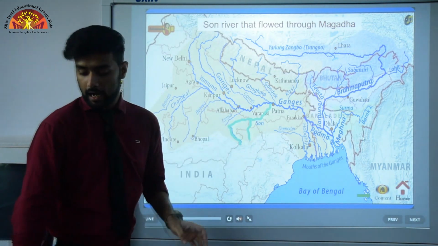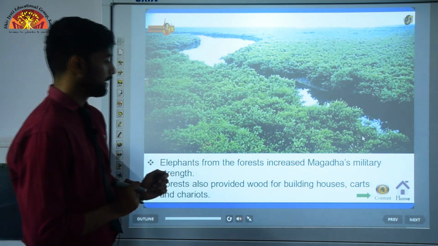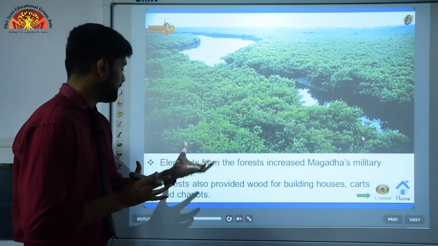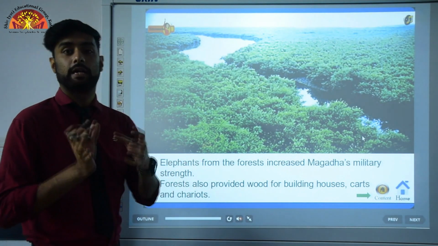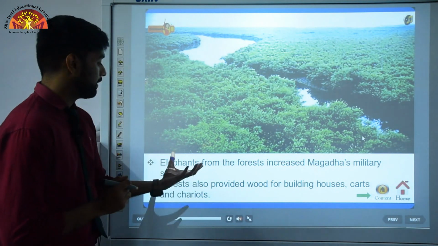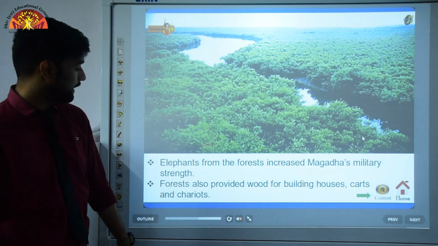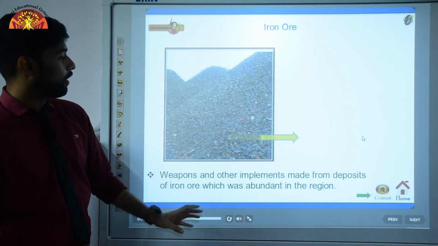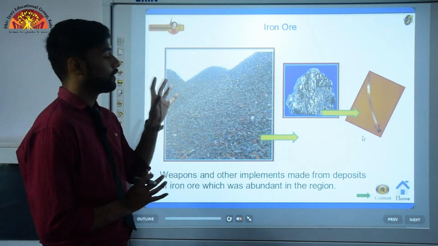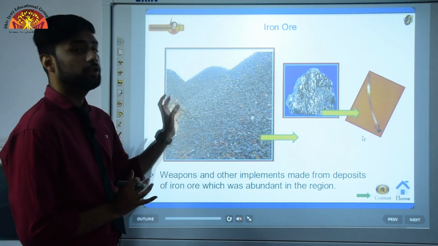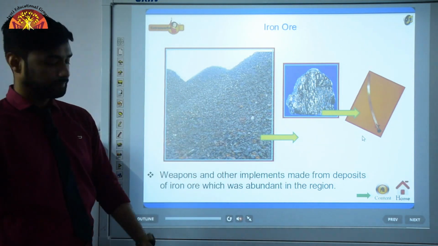The entire area was very well forested, okay? The entire area was covered in forest, which increased the Magad's military strength. How? Because they could tap into the elephants, they could tame the elephants for their army. The forest provided woods for building houses, carts and chariots, correct? And also this area was rich in iron ore. Okay, there were iron ore mines here. People could use that iron to build better swords and weapons.